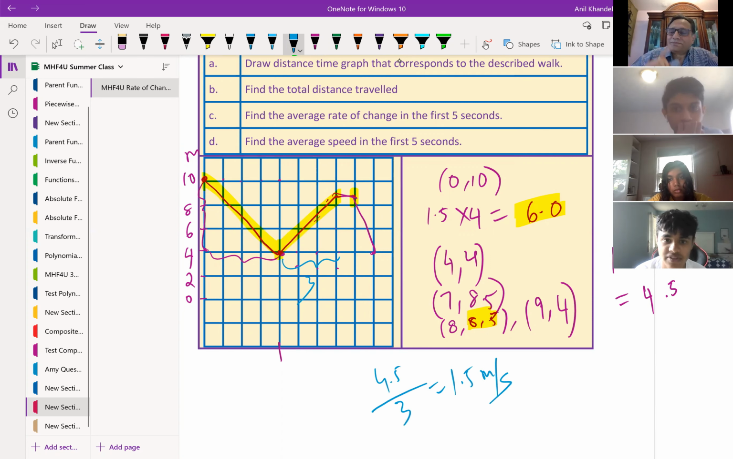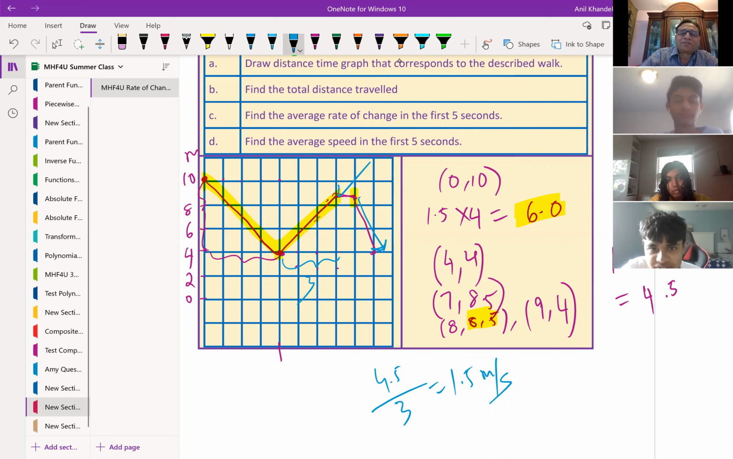and then he's going to stop for 1 second. Then he's going to walk away from the sensor at an average rate of 2. The distance is decreasing, so he's walking towards the sensor, not away. The sensor is this way. He's walking towards the sensor at an average rate of, let's see, 2.